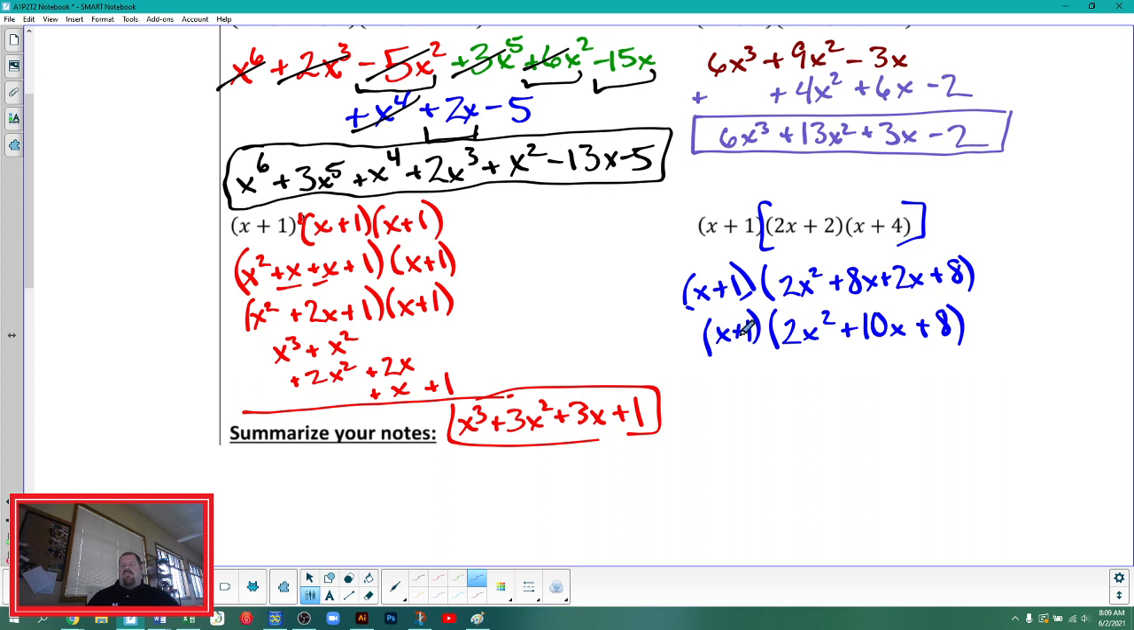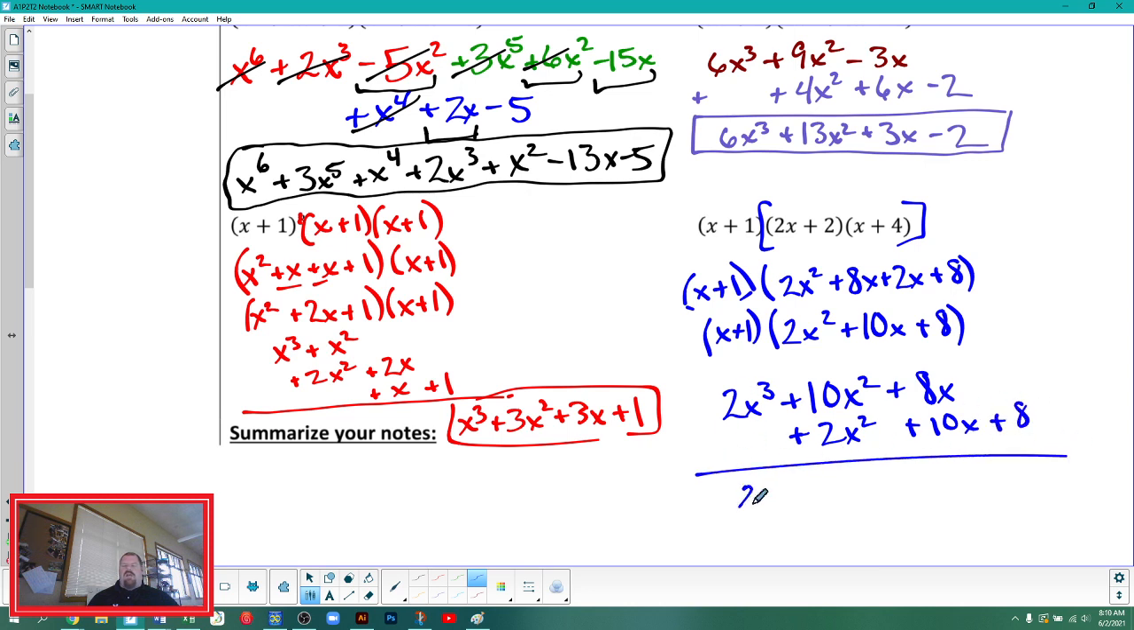Now I want to multiply everything in the first one by everything in the second one. x times 2x squared is going to be 2x cubed. x times 10x is going to be plus 10x squared. And x times 8 will be 8x. To multiply the 1 by everything, it's pretty straightforward. 1 times 2x squared is 2x squared. 1 times 10x is 10x. And 1 times 8 is 8.